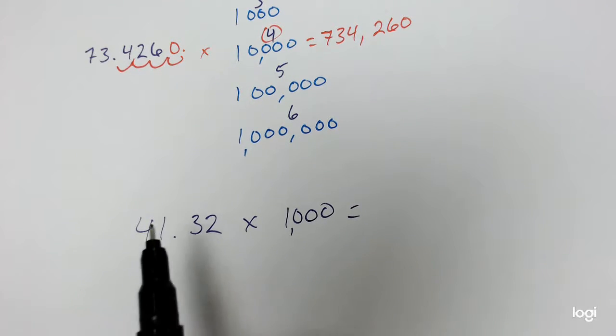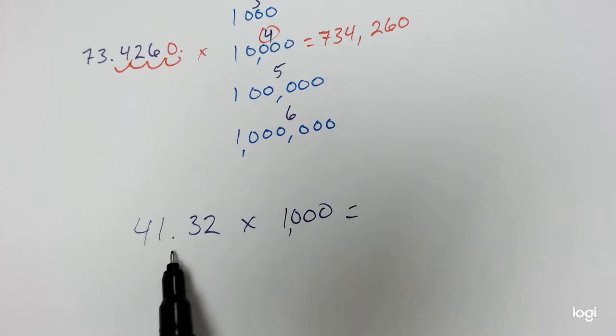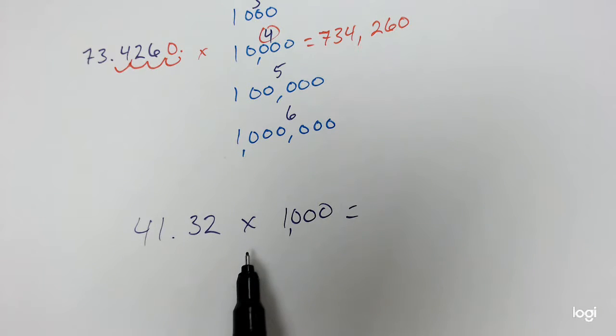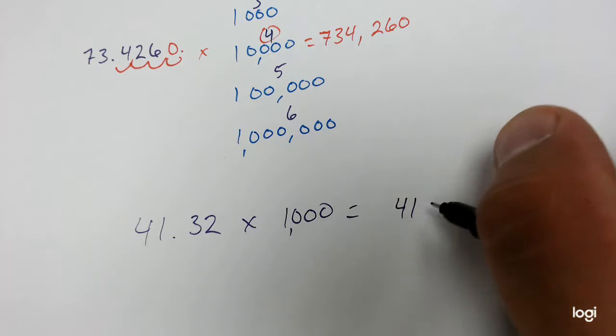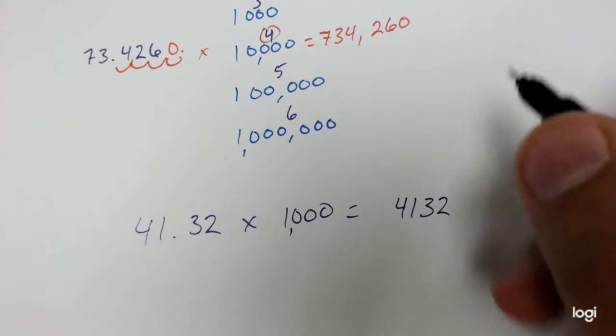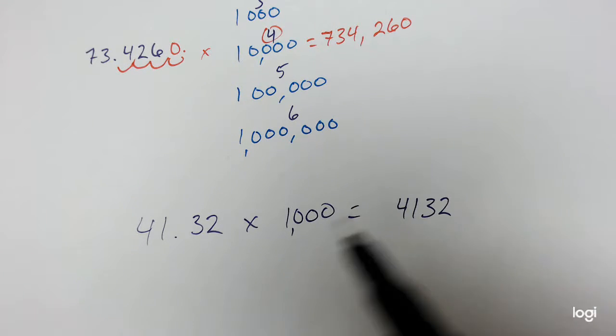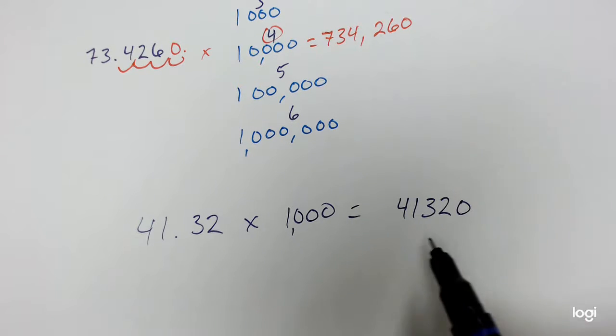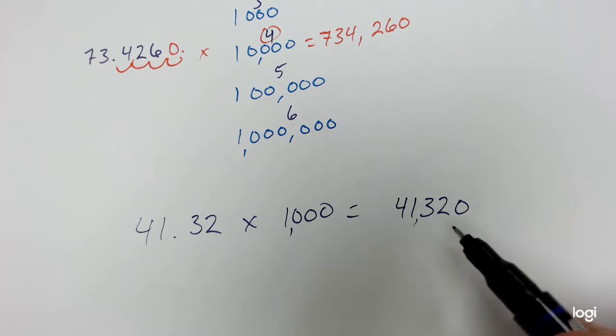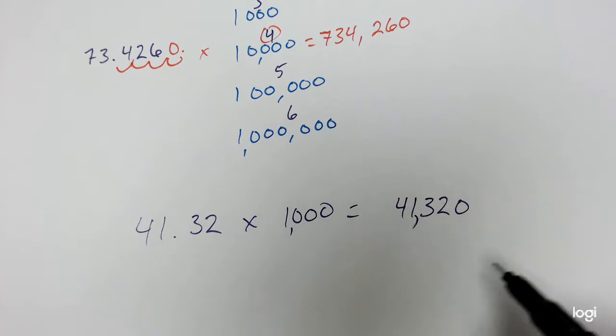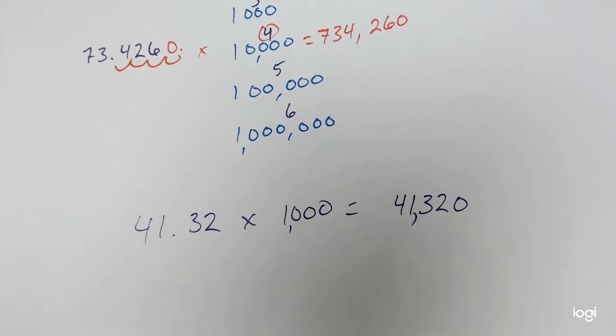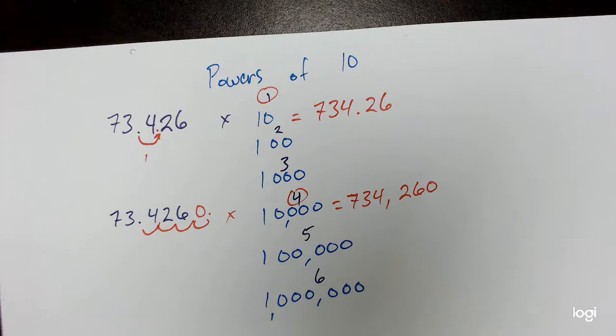So mentally, without drawing anything, I can say, hey, that's going to move 1, 2, 3 zeros. I can write this as 4, 1, 3, 2, and then 1, 2, 3, and then we'll add an extra 0 for that third decimal point, and then I can apply my comma. The answer should be 41,320. So this is something we'll be able to do mentally, and this is what we have to learn how to do in this lesson. So just remember, the number of zeros is the number of decimal places.